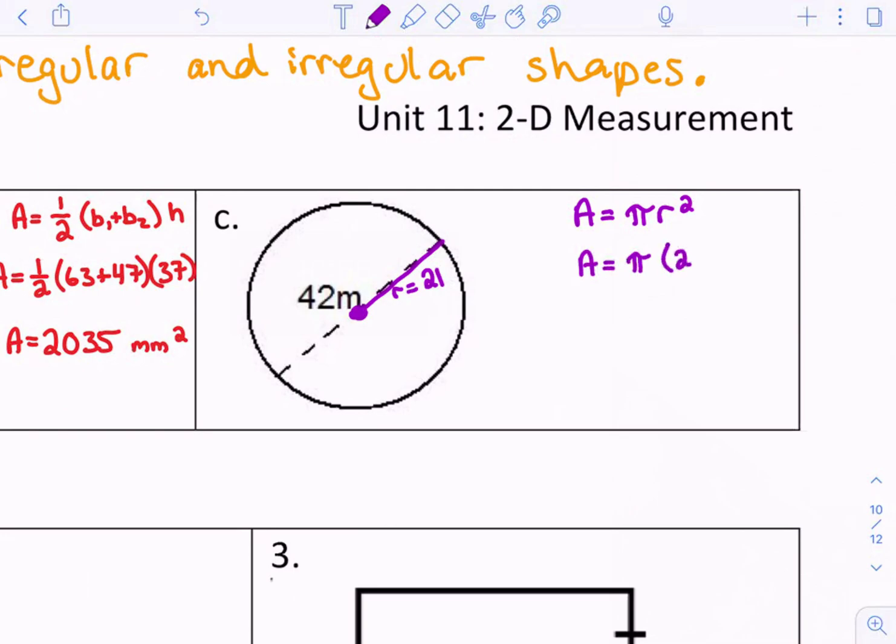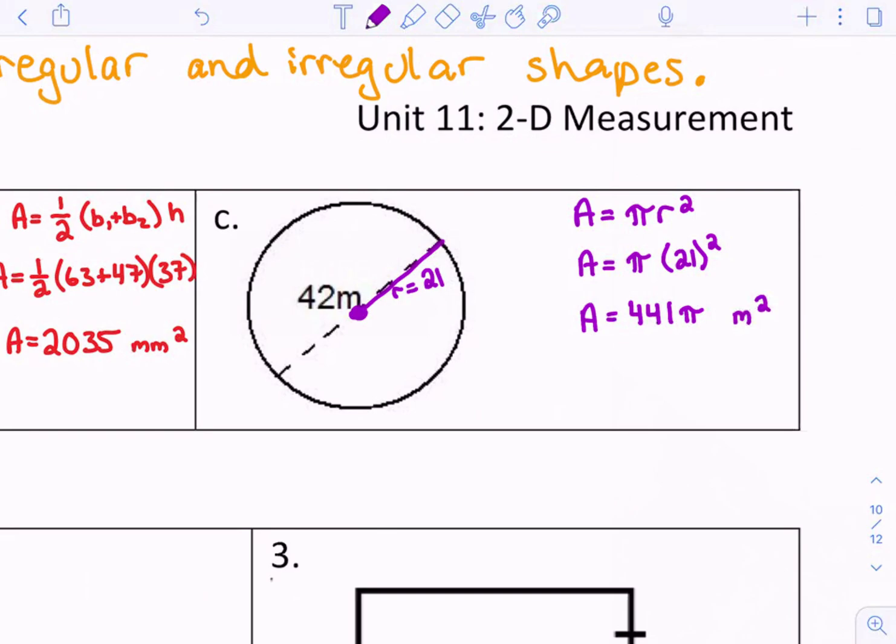Okay. Now, the problem does not tell us to round. So we want to first leave our answer as an exact answer, which means we should not be plugging in pi, because pi is an irrational number. But we do need to find out what 21 squared is. 441. So we get 441 pi meters squared.